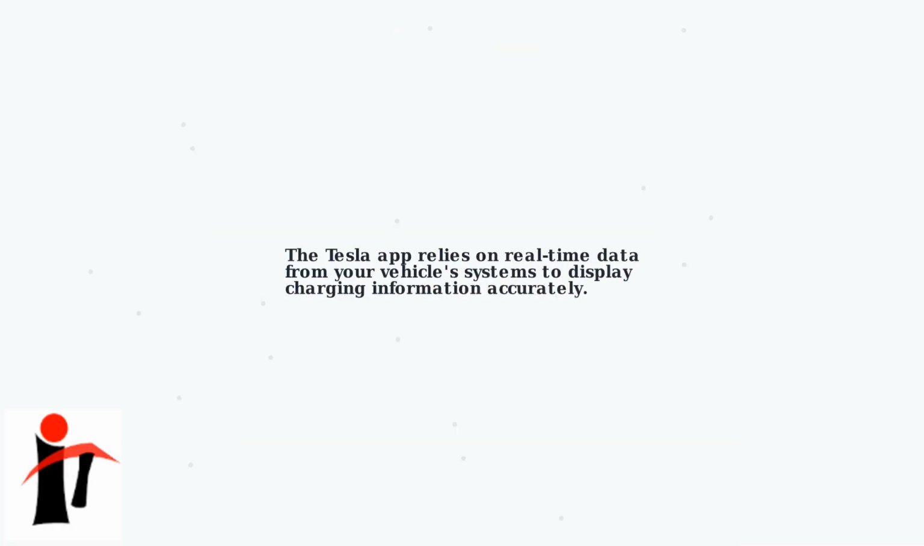The Tesla app relies on real-time data from your vehicle's systems to display charging information accurately. This data includes charge rates and battery status. To ensure proper synchronization, make sure your Tesla is connected to Wi-Fi or has a strong cellular signal. Check the vehicle's infotainment screen for connection status.